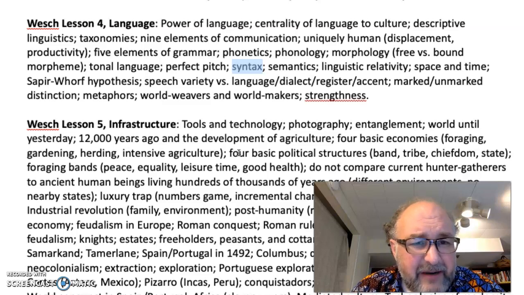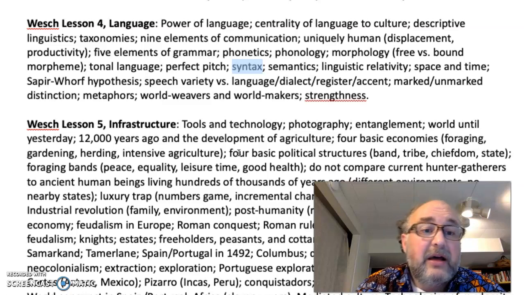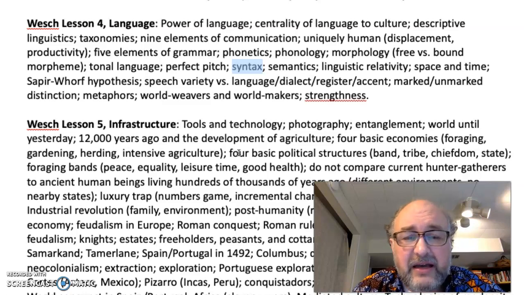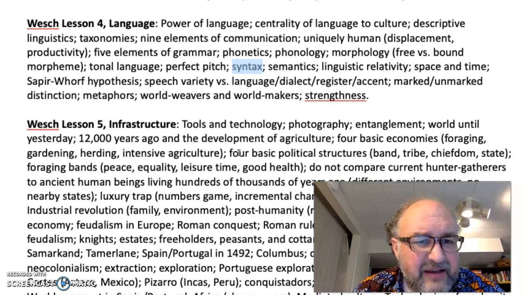Metaphors. He talked a little bit about metaphors, world weavers. The marked and unmarked is important. World weavers and world makers, and strengthness, and that's all good stuff.